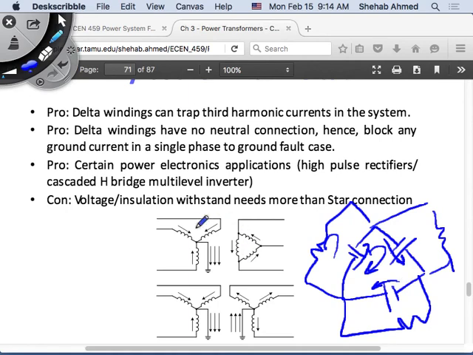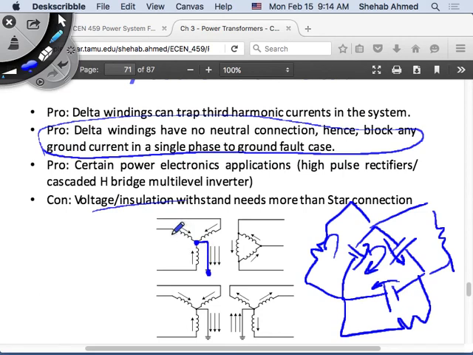The other advantage, what we talked about, we will talk about when we talk about protection. And then insulation withstand is a disadvantage, actually, because a star has a connection to ground here, right?